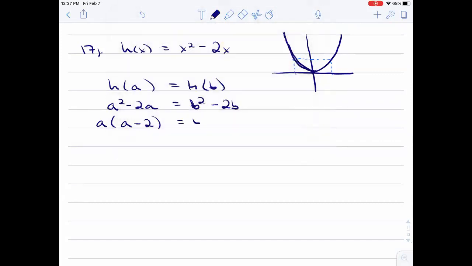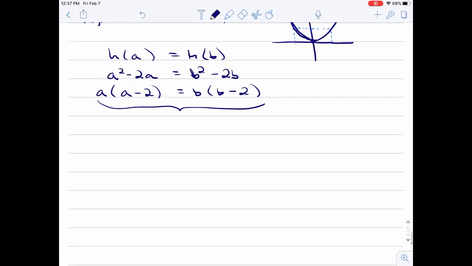What can we do here? B times B minus 2 doesn't really do anything. Not 1-to-1. How about that? Right. Because you don't end up at A equals B easily, it's not 1-to-1. Right.